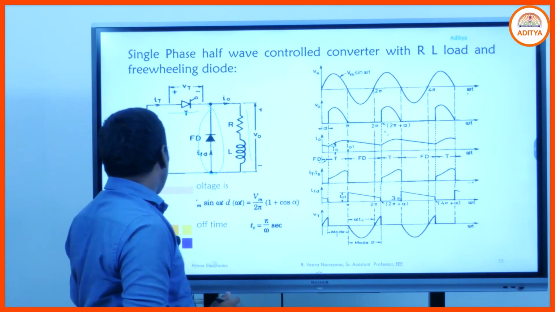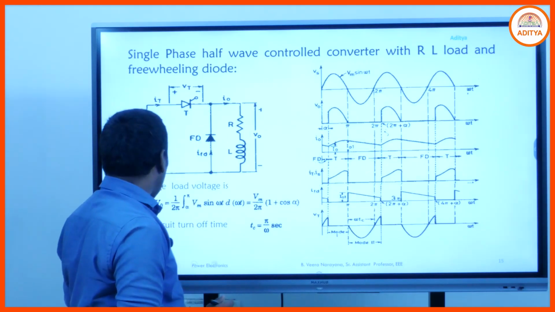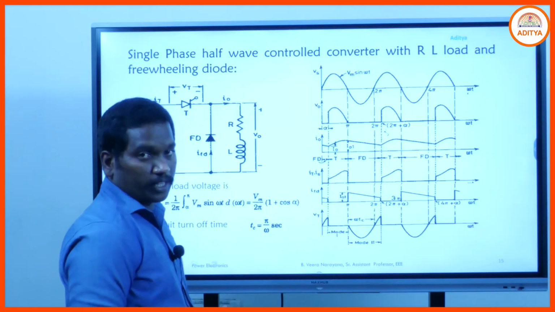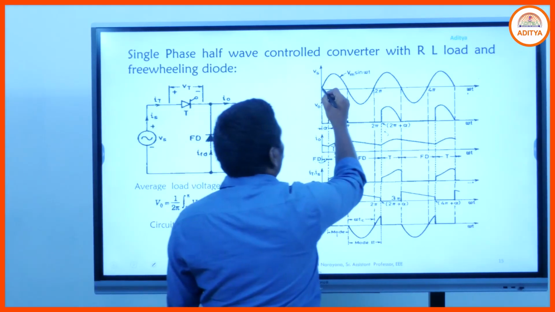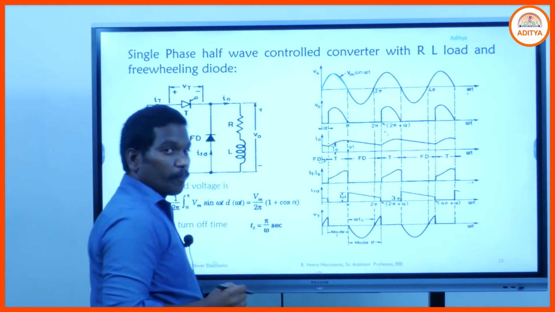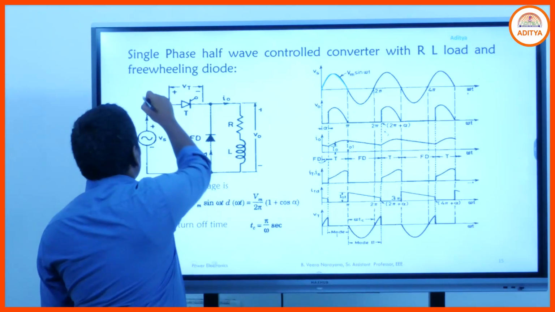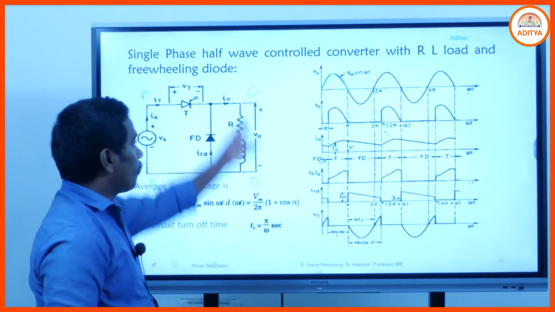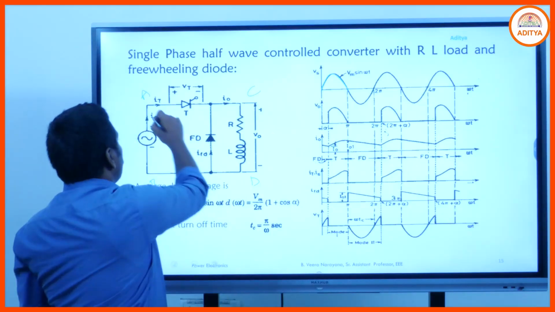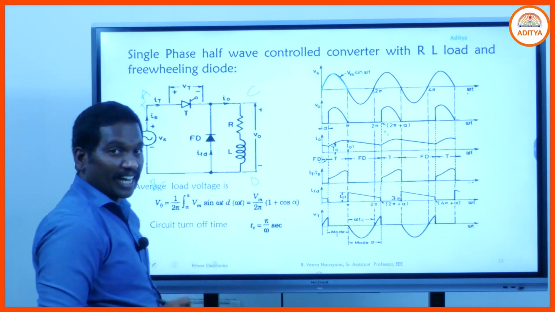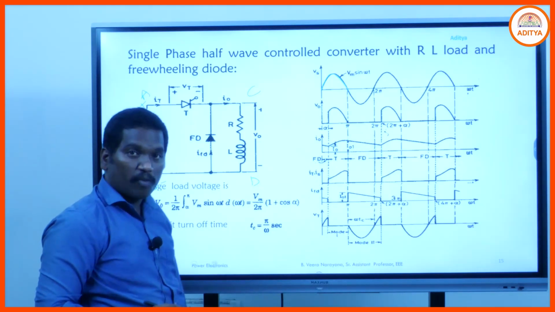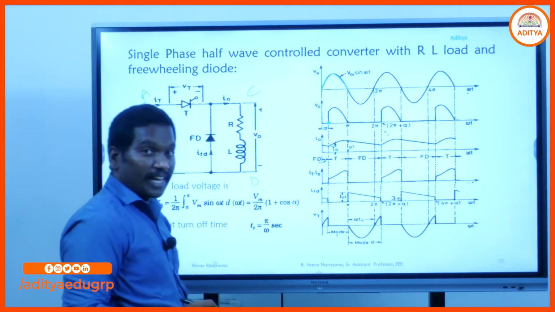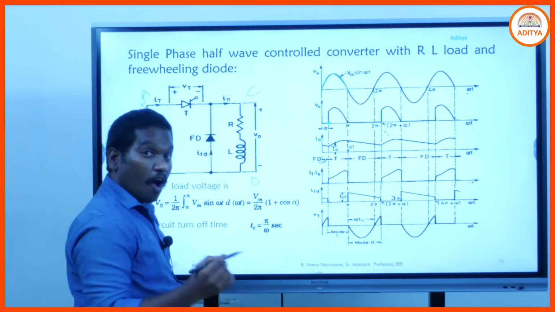So what happens if you keep the freewheeling diode across the RL load? What observations can you make here? Simply go through the explanation. Here the terminals are A, B, C and D. During the positive half cycle of the supply, terminal A is positive and B is negative. Correspondingly the thyristor comes to the forward biasing mode. At omega t equal to alpha, if you provide the gate pulse, then the SCR comes to the on state.